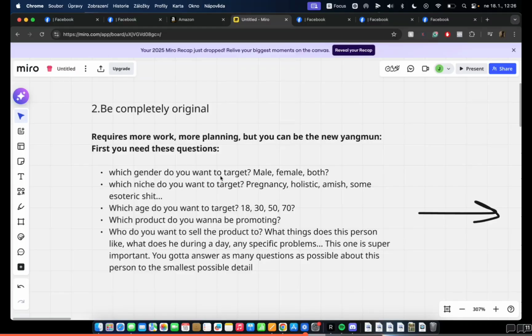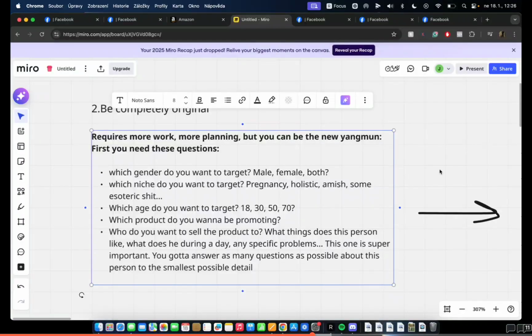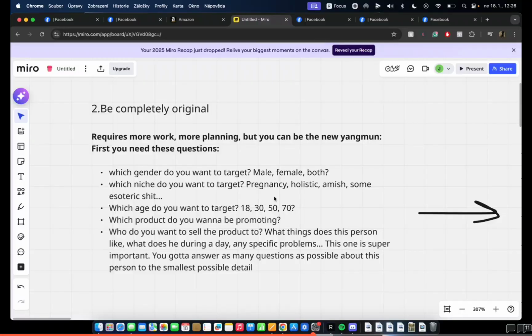So the first questions you need to think about are these. First of all, which gender you want to target: male, female, both. Which niche you want to target: pregnancy, holistic, some esoteric stuff. It's obviously up to you. Which age you want to target: 18, 30, 50, 70. I would go with 30 to 50, or 50 to 60. I actually don't know, it's up to you again, but I would definitely not go with 18 to 30. That's not good. At least 30 plus.